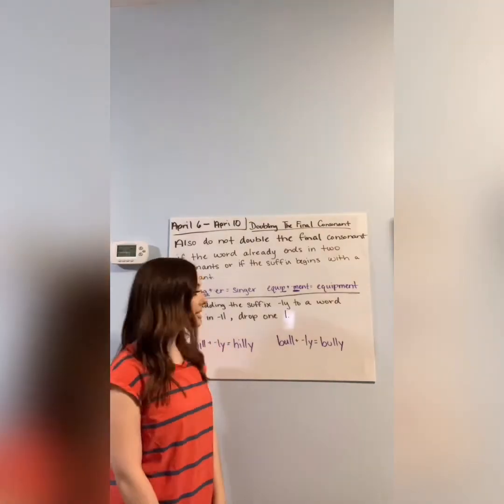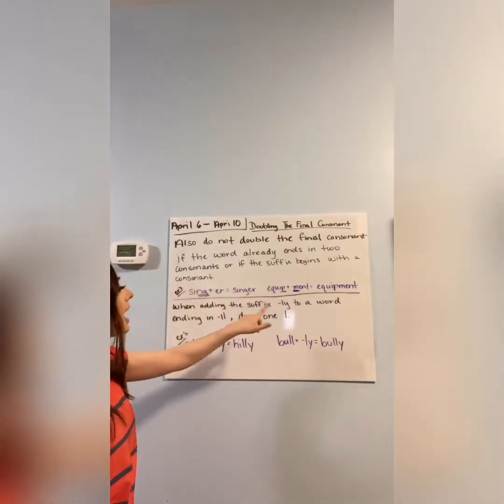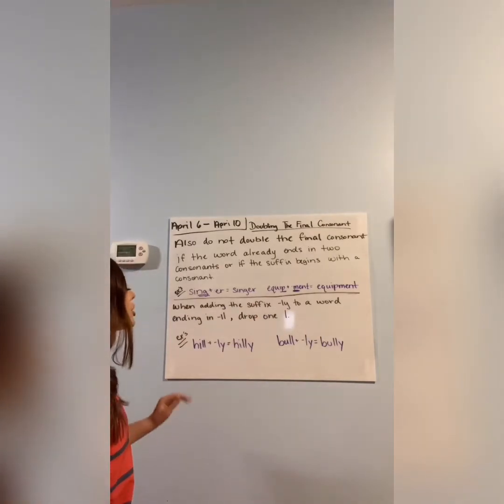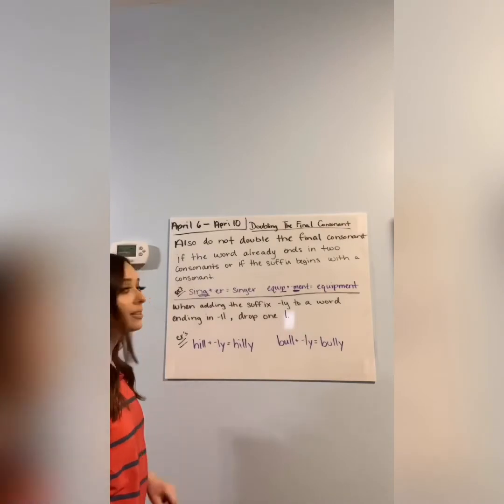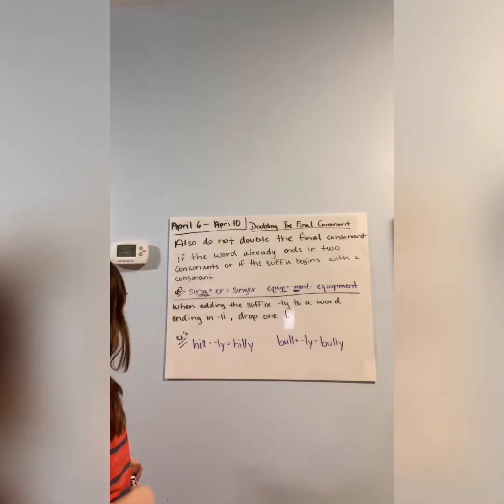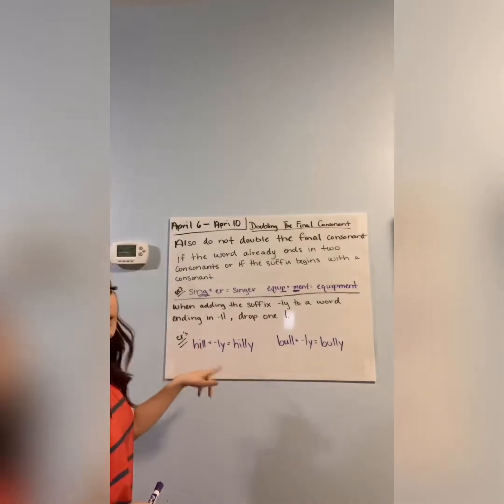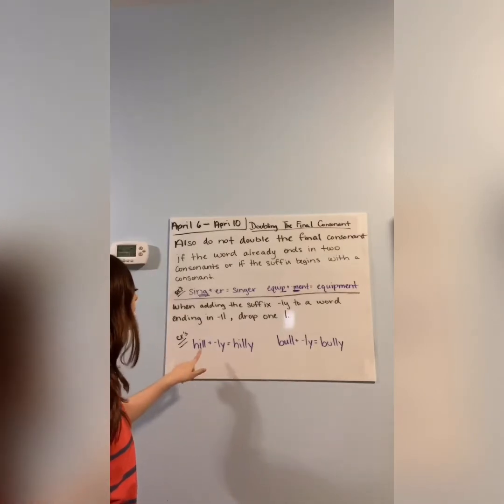Okay, then it says, when adding the suffix ly to a word ending in two L's, you would drop one L, because we wouldn't want three L's, that would just look funny, right? So let's go ahead and look at our examples. Our first example is the word hill.